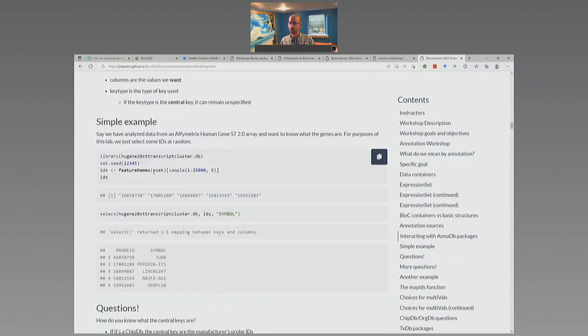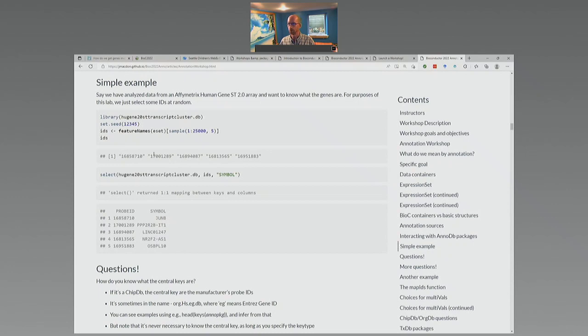So as a simple example, let's say we want to just get, let's say, 5 IDs. We just randomly select these 5 IDs from this Affymetrix array, and we want to get the symbol for all those genes. So we select, we say the name of the transcript, the database that we're going to query it from, the IDs, which are these 5 numbers, and then we want symbol. And then it'll tell you that it returned a one-to-one mapping between the keys and the columns, and that gives you this data frame that's in the same exact order that you gave to it. So this is the first, second, third, fourth, fifth thing.